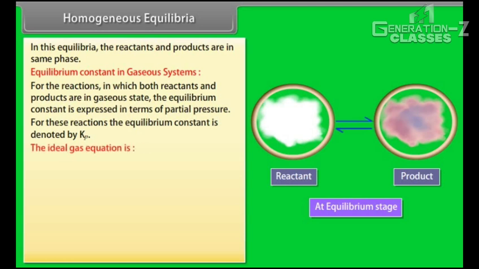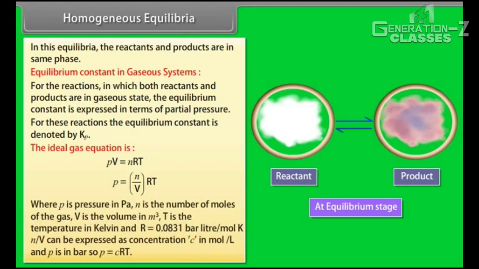The ideal gas equation is PV is equal to nRT. P is equal to n by V RT, where P is pressure in Pascal, n is the number of moles of the gas, V is the volume in m³, T is the temperature in Kelvin, and R is equal to 0.0831 bar liter per mole Kelvin.